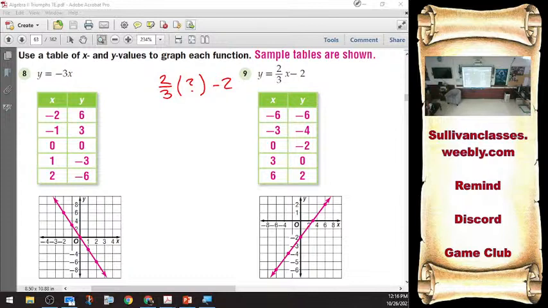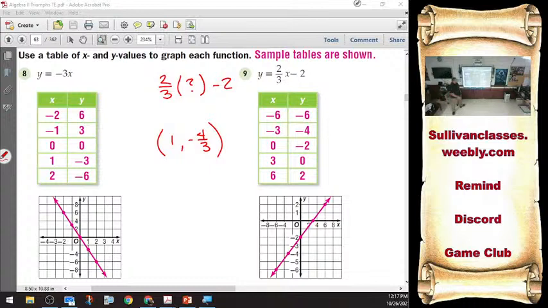Okay. If I were to put in a 1, well, 2/3 times 1 is just 2/3. 2/3 minus 2 is -4/3. Y'all gonna be okay with plotting that point? Most kids aren't going to be about that. Most kids don't like fractions.